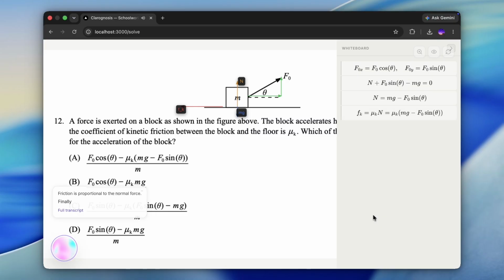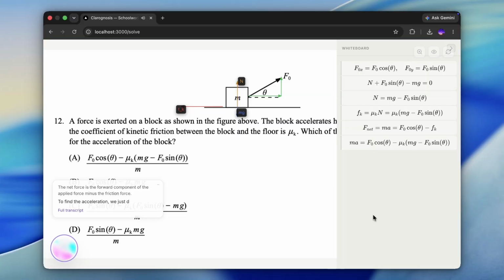Finally, we apply Newton's second law in the horizontal direction. The net force is the forward component of the applied force minus the friction force. To find the acceleration, we just divide both sides by the mass of the block. Looking at our options, this matches choice A perfectly.